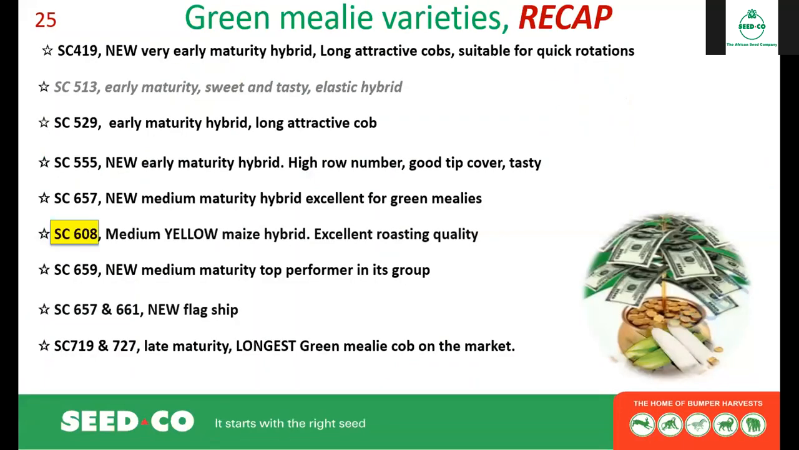So in summary, in the 400 series, traditionally we used to have 403, which produced cobs that were not as large and attractive for green mealie production, as well as the dry down window not being as wide. But now we have a new flagship SC419, a new very early maturing hybrid which has long, attractive cobs suitable for quick rotations. You want to go in and harvest quickly, or if you want to do same day planting of different varieties that are going to mature at different periods, it also gives you a longer selling window because they will mature at different times.